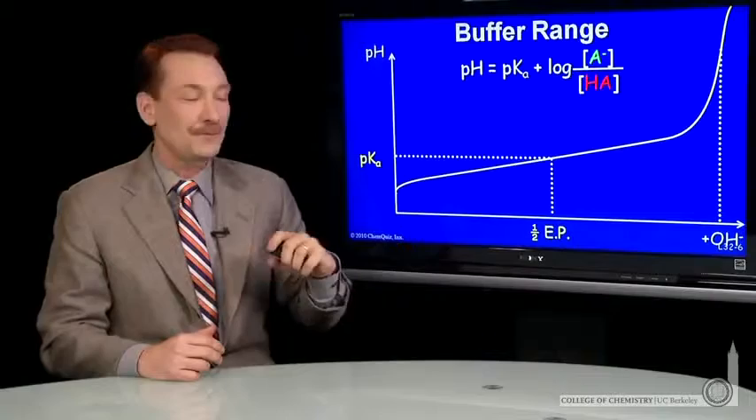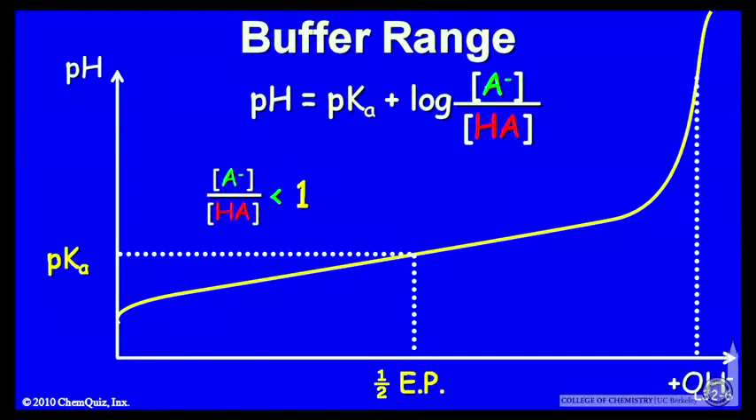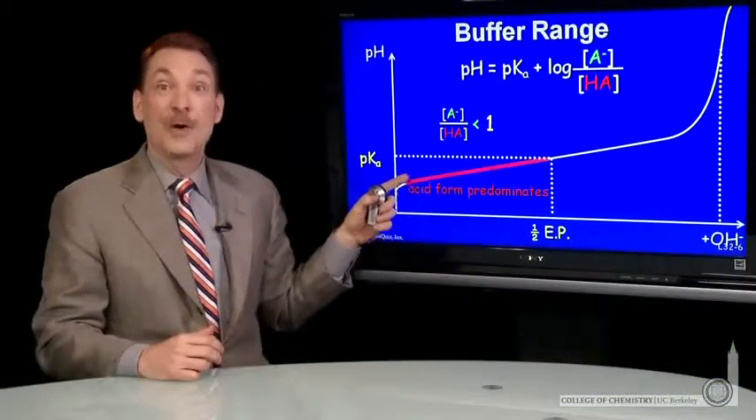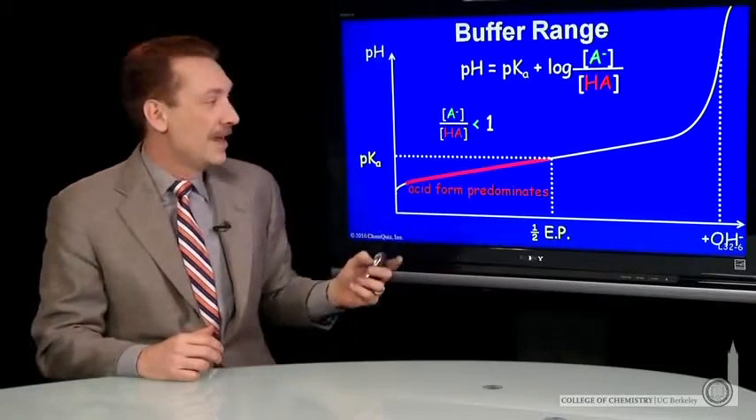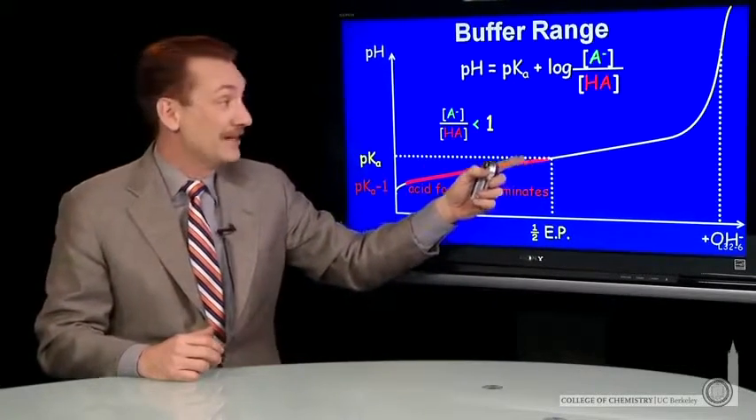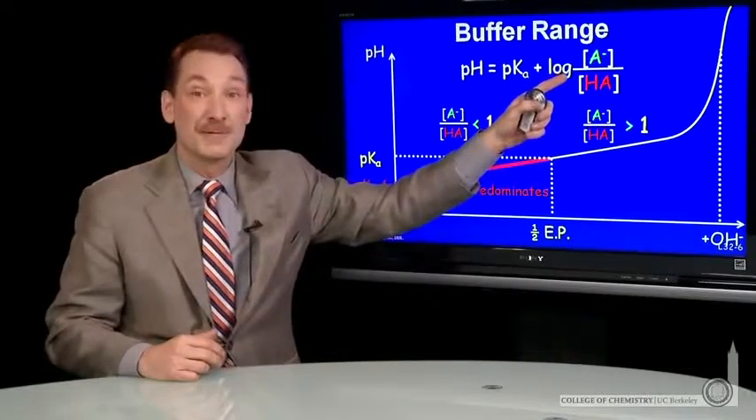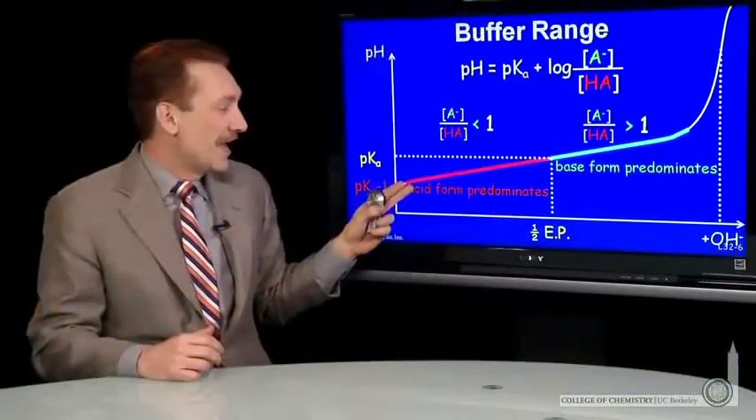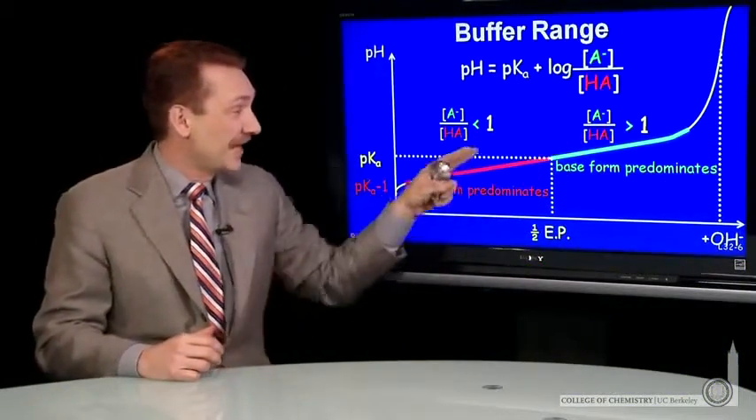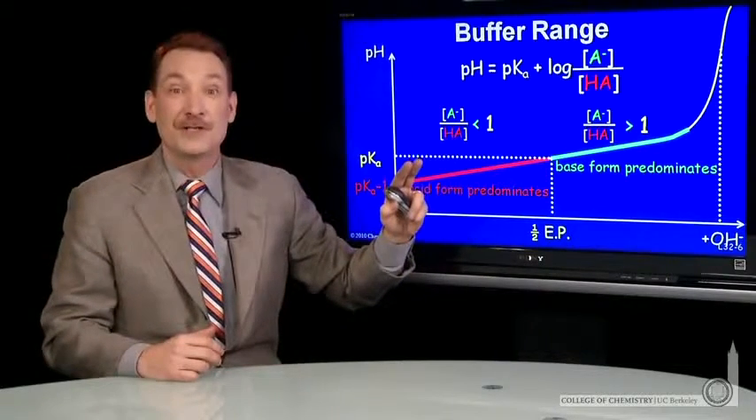half equivalence. Now, if the acid form is slightly higher concentration than the base form, this ratio is less than 1, the acid form predominates. That's in this region where the pH would be less than the pKa. This term would be negative. And of course, if the base form predominates, you'd expect this term to be positive, and that occurs when the pH is slightly larger than the pKa. So the Henderson-Hasselbalch expression allows us to calculate the pH throughout this region.